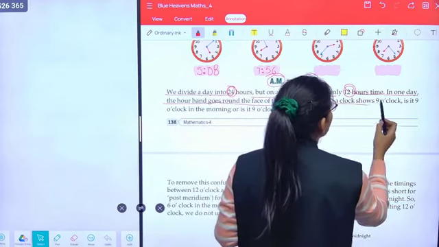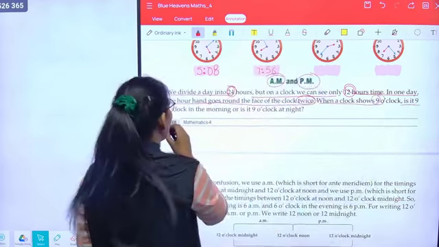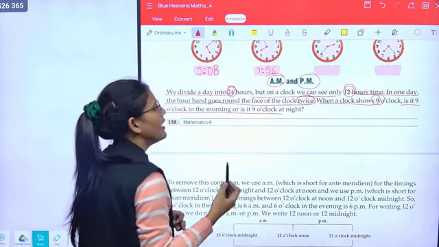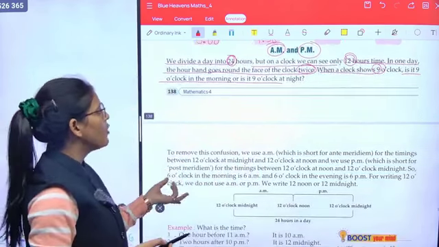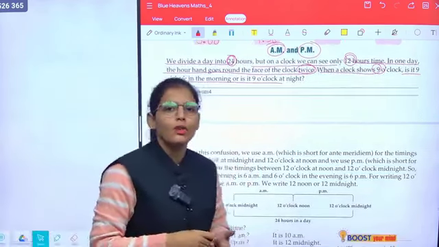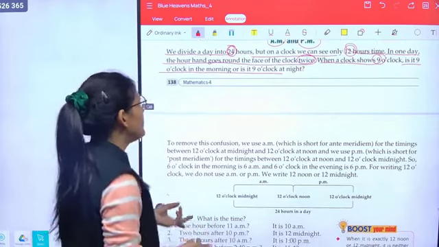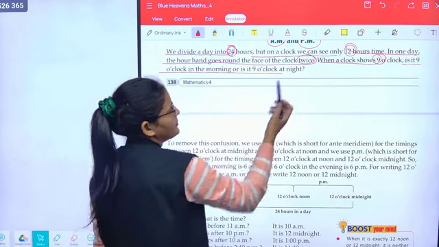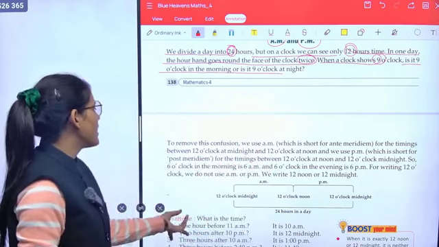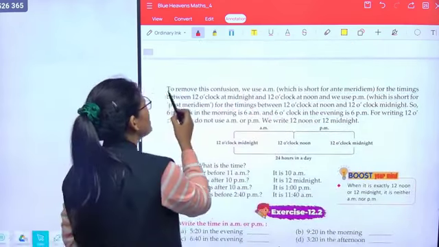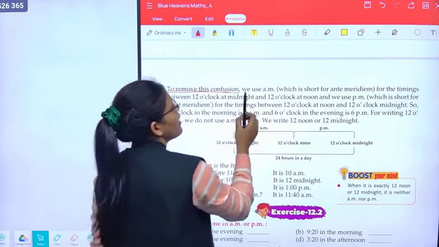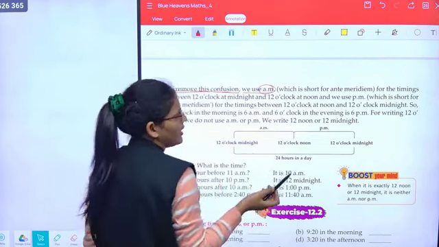When a clock shows 9 o'clock, it is 9 o'clock in the morning or it is 9 o'clock at night. Class, 9 बज रहे हैं, हमें कैसे पता चलेगा वो सुबह के 9 है या फिर वो इवनिंग के 9 है. Okay, it is in the morning and it is at night. Okay, to remove this confusion, इस कंफ्यूजन को हटाने के लिए we use AM and PM.